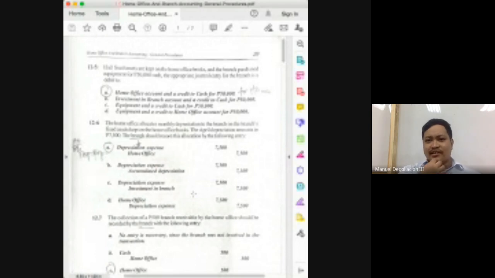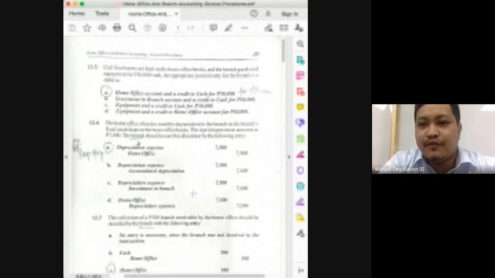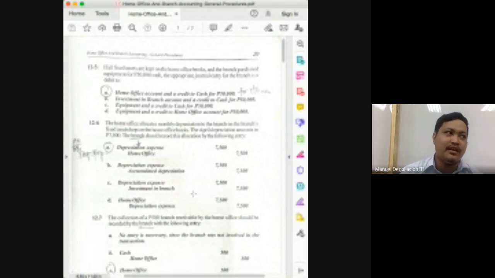Let's have problem 5. If all fixed assets are kept on the home office books and the branch purchased equipment for 50,000 cash, the appropriate journal entry for the branch is, let's just prepare the complete entry. What's the scenario here? The assets are to be maintained in the books of the home office, but who pays for the asset, class? It is the branch.